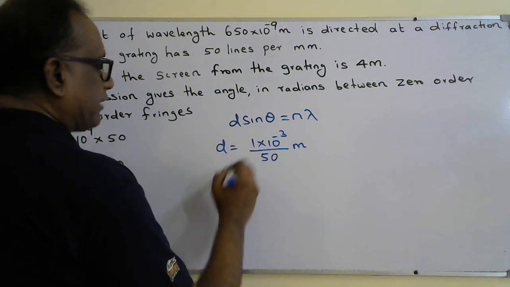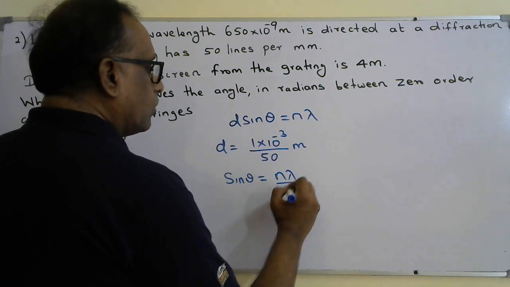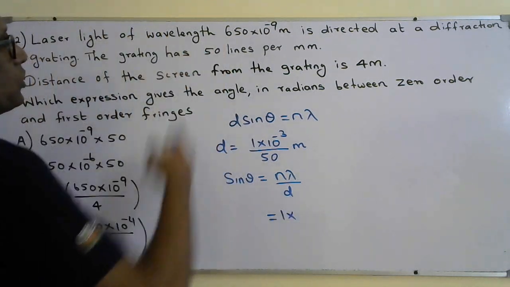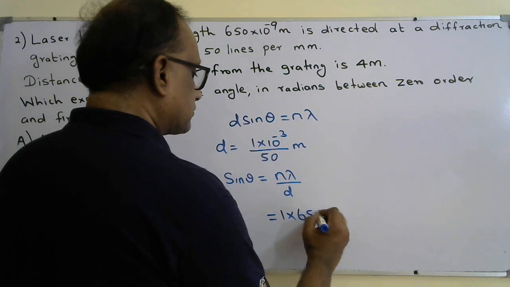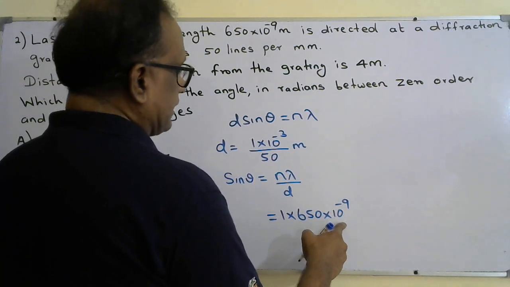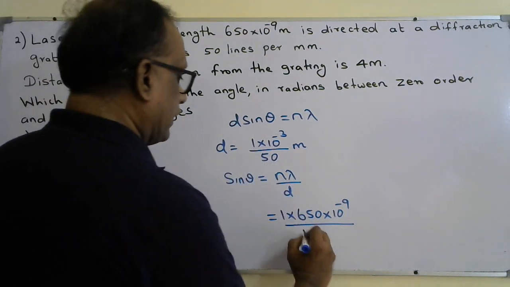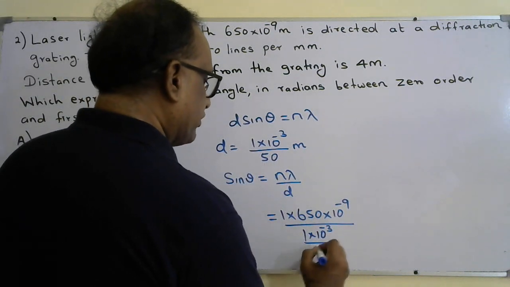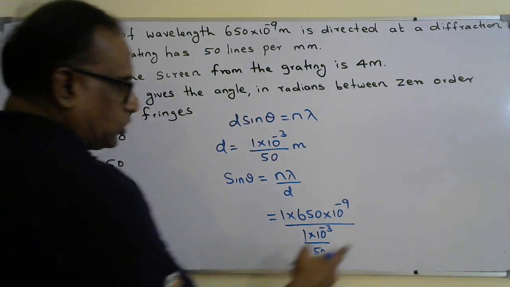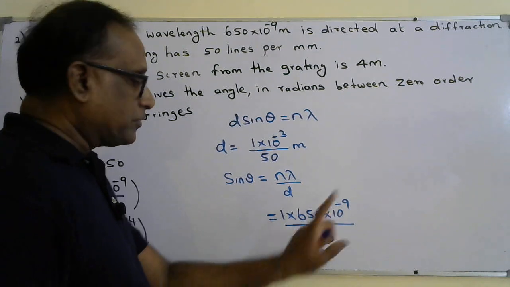Sin theta I need to find. So sin theta equals n lambda over d. With n equal to 1, that is 1 into lambda, which is 650 × 10 to the power minus 9, over d, where d is 1 × 10 to the minus 3 over 50. For an MCQ you don't need to do all these things, but just for your understanding, I am writing step by step. The 50 will go up, and 10 to the power minus 3 cancelling with 10 to the minus 9 becomes 10 to the power minus 6.